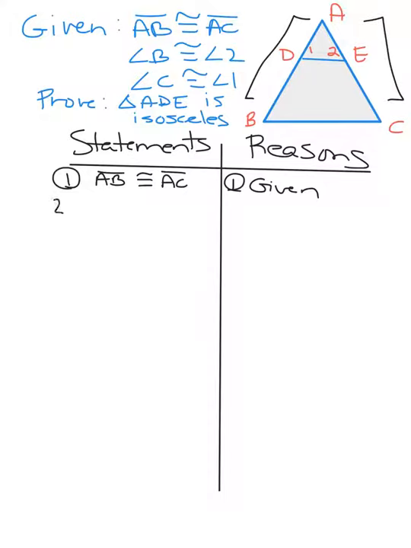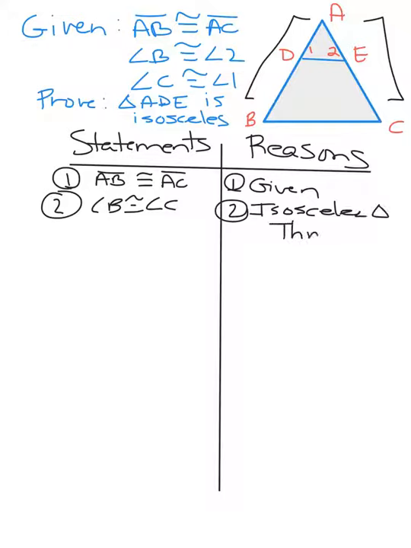Now from there, I've just shown that that big triangle, triangle ABC, is isosceles. So I can now say angle B is congruent to angle C. And we know that is true because of the isosceles triangle theorem. Remember, the isosceles triangle theorem tells us if two sides are congruent, then the angles opposite those sides are also congruent. So I'll mark my diagram. I can't do anything else with that given statement, so I'm done with that.